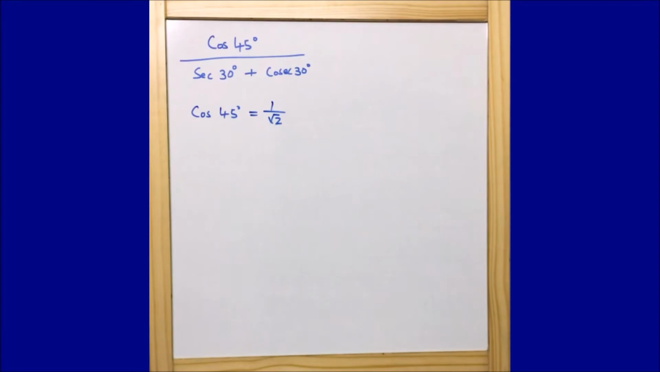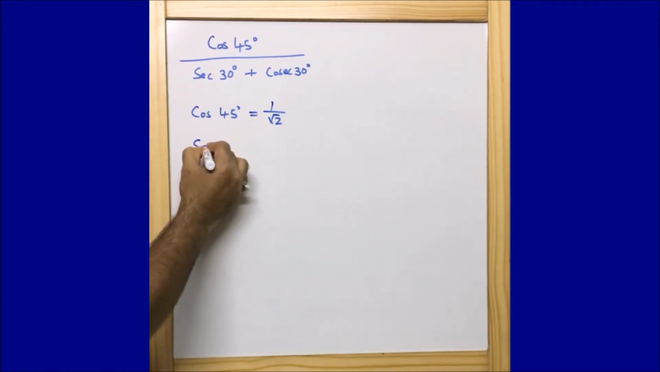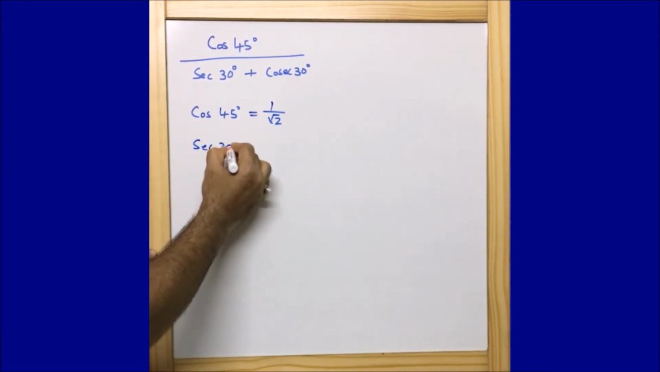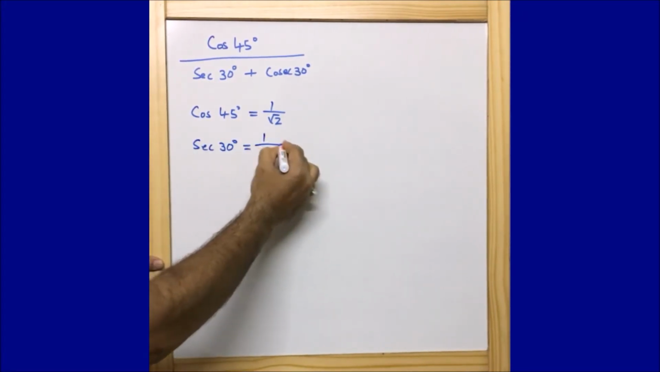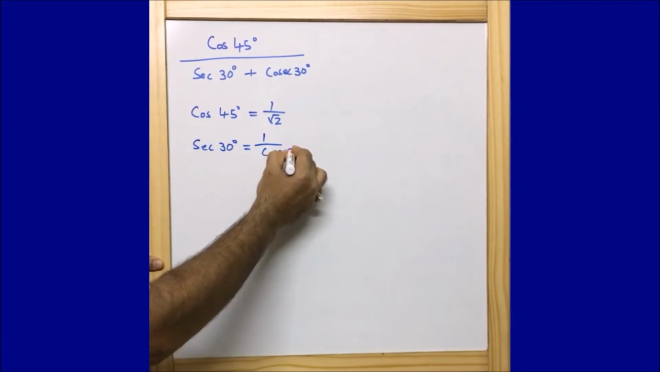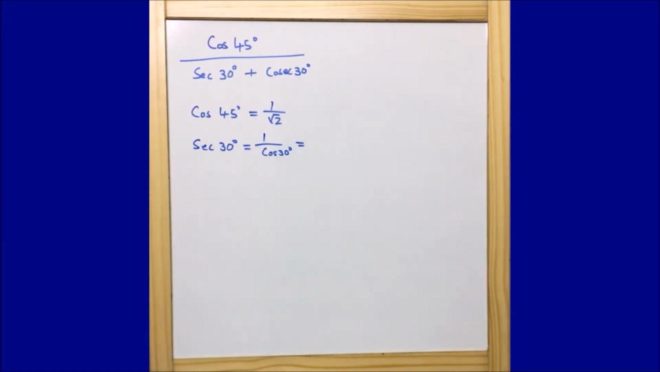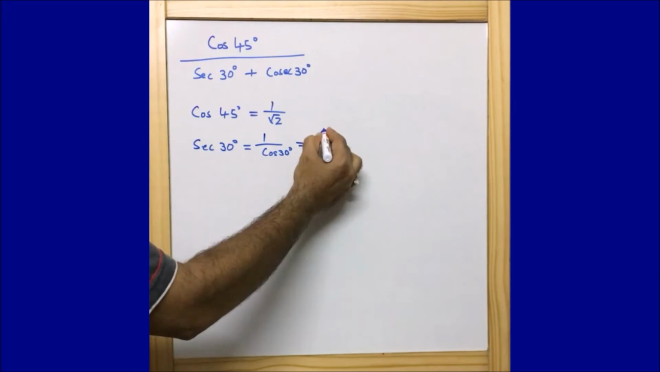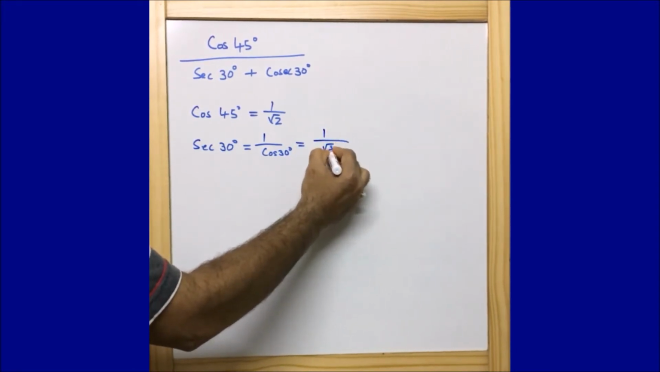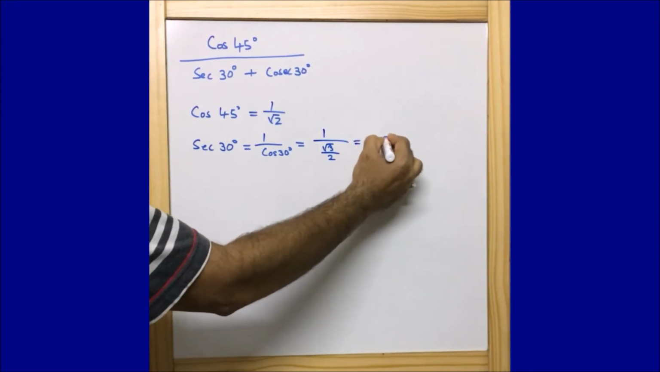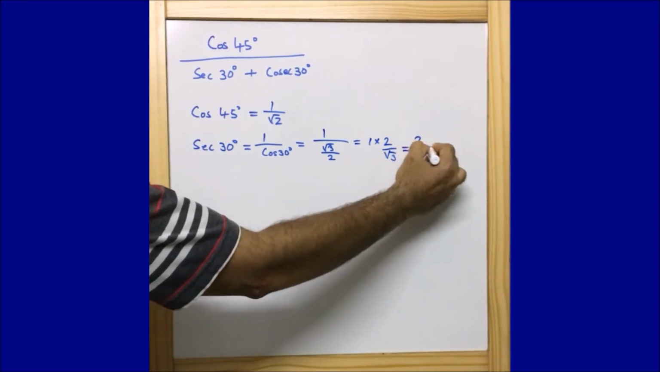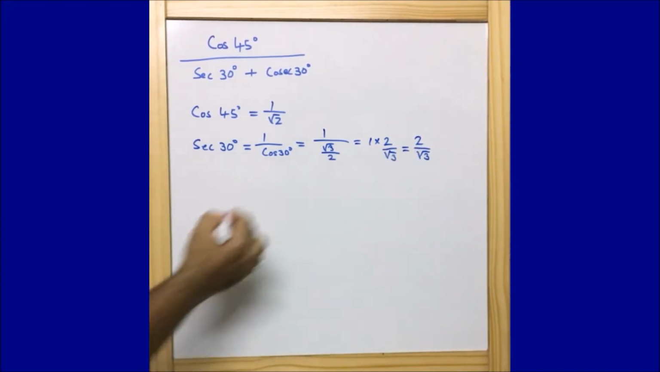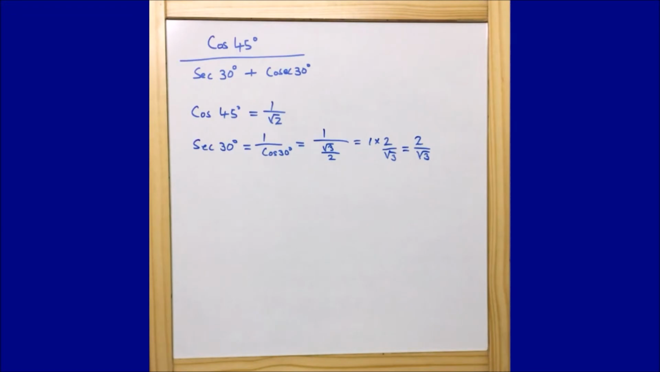Now sec 30 degree. Let's say I don't know what is sec 30 degree. I only know what is cos and what is sine 30 degree. So sec 30 degree is nothing but 1 by cos 30 degree. Cos 30 degree is nothing but root 3 by 2. So I can write 1 by root 3 by 2, or that is equal to 1 into 2 by root 3, so that is equal to 2 by root 3. So we got the value for sec 30 degree as 2 by root 3.